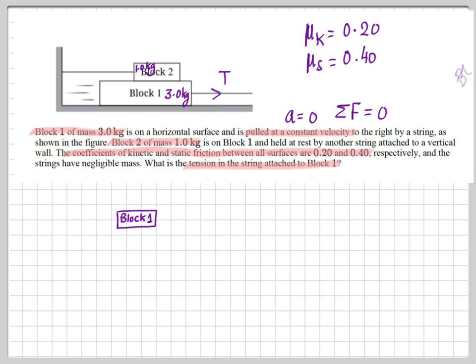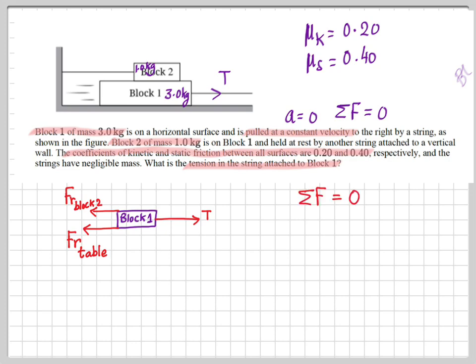So first we will draw the forces acting on block 1, because that's what we are focusing on. There is a tension force to the right and there is a friction of the table to the left. Also, even though block 2 is at rest, when you are pulling block 1 to the right, there will be a friction from the top block, block 2, which is also to the left. So the relative motion is to the right, so the frictions are to the left.